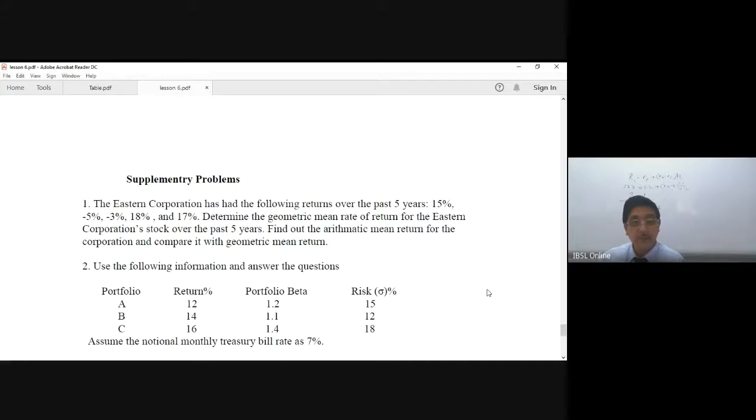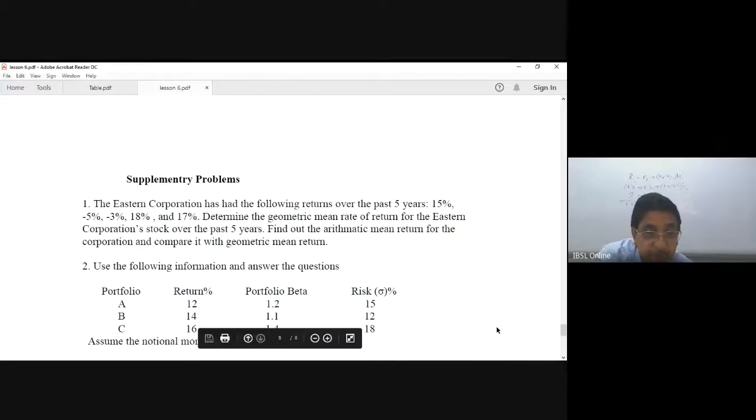Now we have to do the comparison with the arithmetic mean. What is the comparison? 15 plus 18 plus 17 minus 3 minus 5. 42 divided by 5. 8.4. Now you can see the arithmetic mean at a higher level, that is 8.4, whereas your geometric mean is only 7.9.